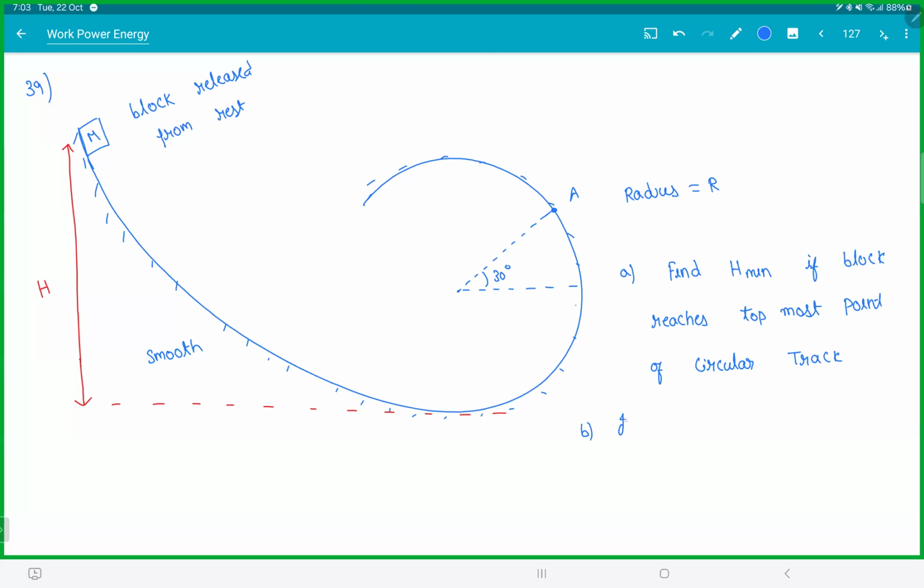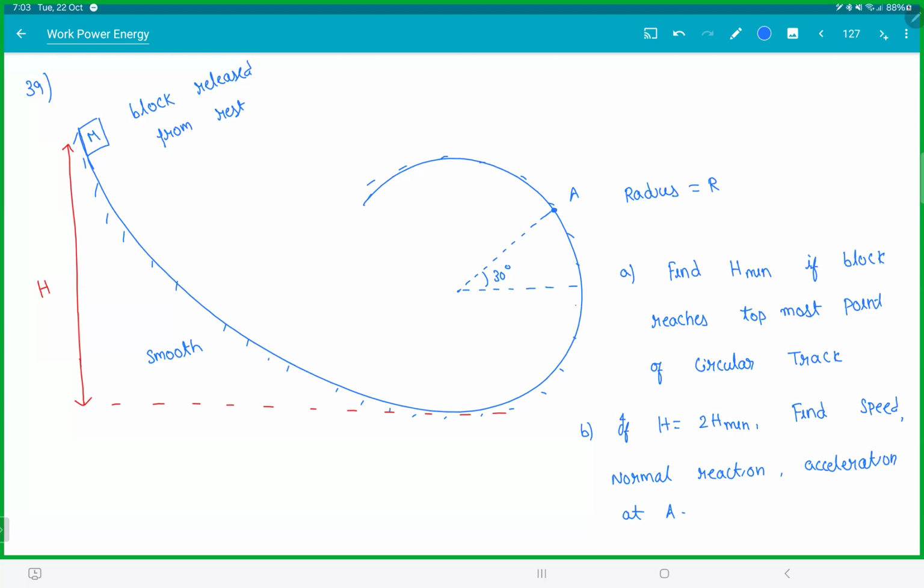Second question, if that height h is 2 times h minimum, so if you are giving 2 times the minimum, find the speed, normal reaction, and acceleration at A. This would be an advanced paragraph question. The second part. The first part is a mains one. The moment I ask the second one, suddenly it becomes an advanced.